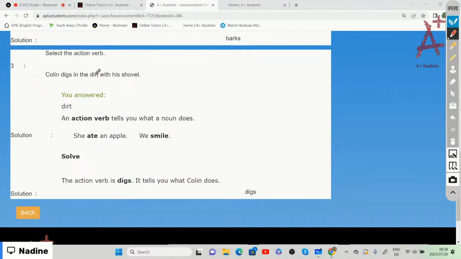Colin digs in the dirt with his shovel. We need to select the action verb. If we select the action verb that tells us what Colin does, it is digs. So Colin digs in the dirt with his shovel. So what does Colin do? Colin digs. So the action verb is digs.